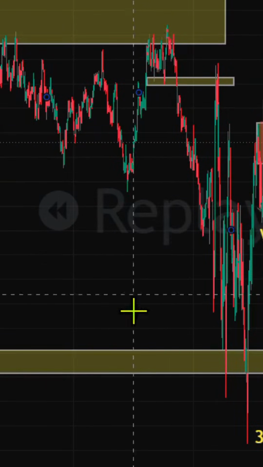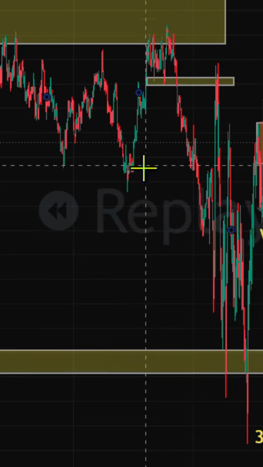Is when you get to the top, you sell. When you get to the bottom, you buy. Buy at the bottom, sell at the top. Is how you play the chop.